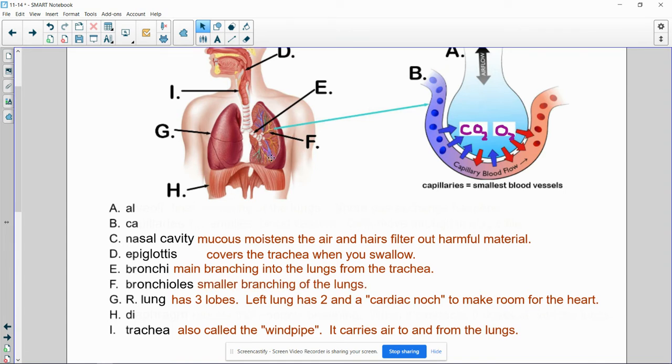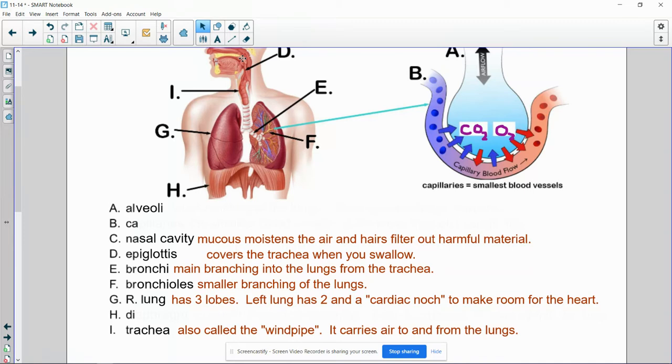The branches just keep getting smaller and smaller and smaller until you get all the way to the very end of the branching, and that's what's called alveoli. And so that's the very end of all these branches. If you think of the lungs like a tree with branches, the very end of the branching would be the leaves, and that's the alveoli. The alveoli is where the oxygen ends up.